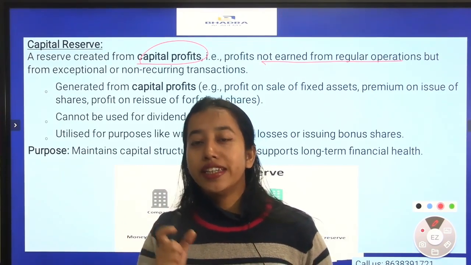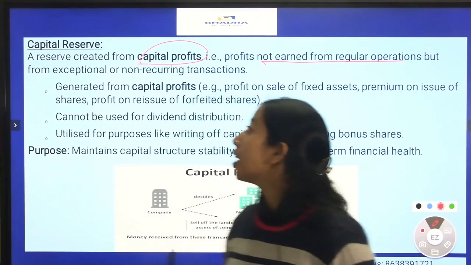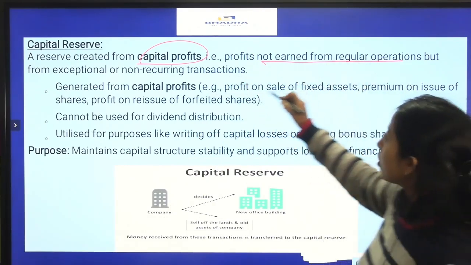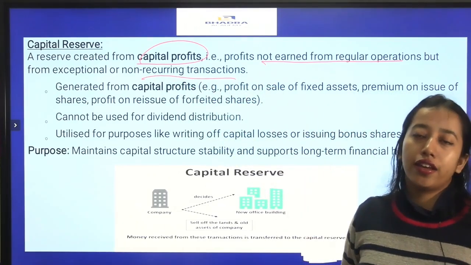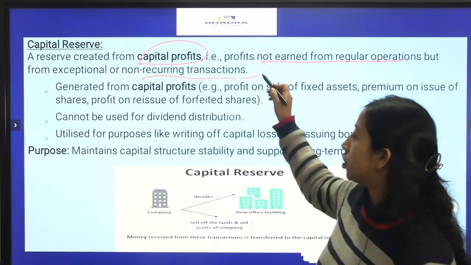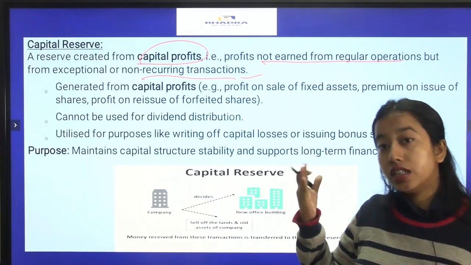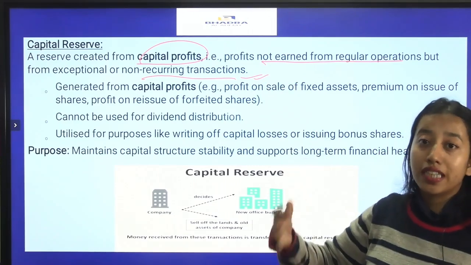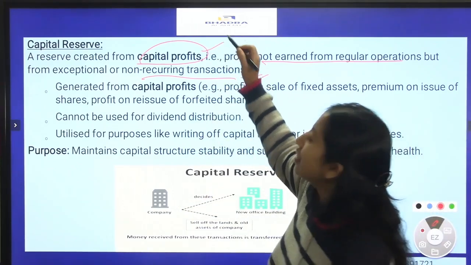But you see, this profit does not come from normal trading activities. It comes from non-recurring transactions, because the business does not sell land every day. All those profits that are earned through non-recurring transactions, just as in the example of selling a piece of land, are known as capital profit.